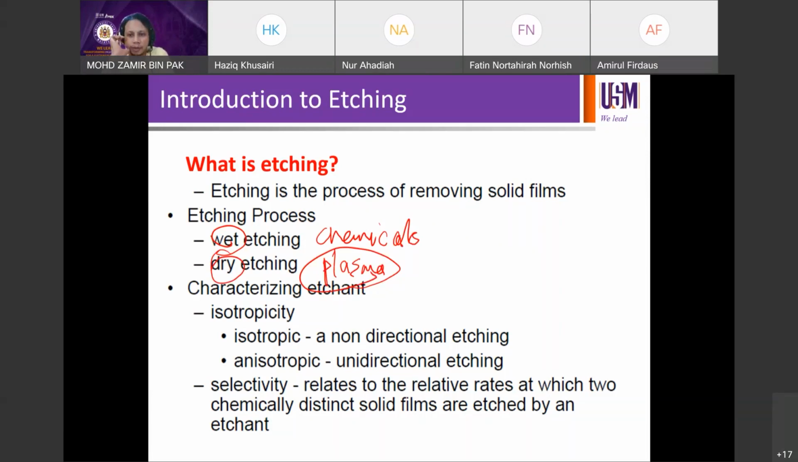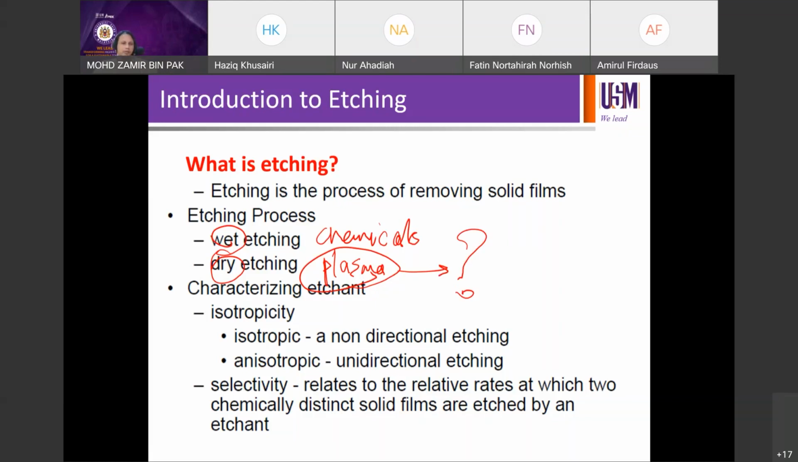So now, what is plasma? What is plasma? Have you learned anything about plasma before at all in your previous courses? What is ion? Okay. How do you get the ion? Where do they come from?